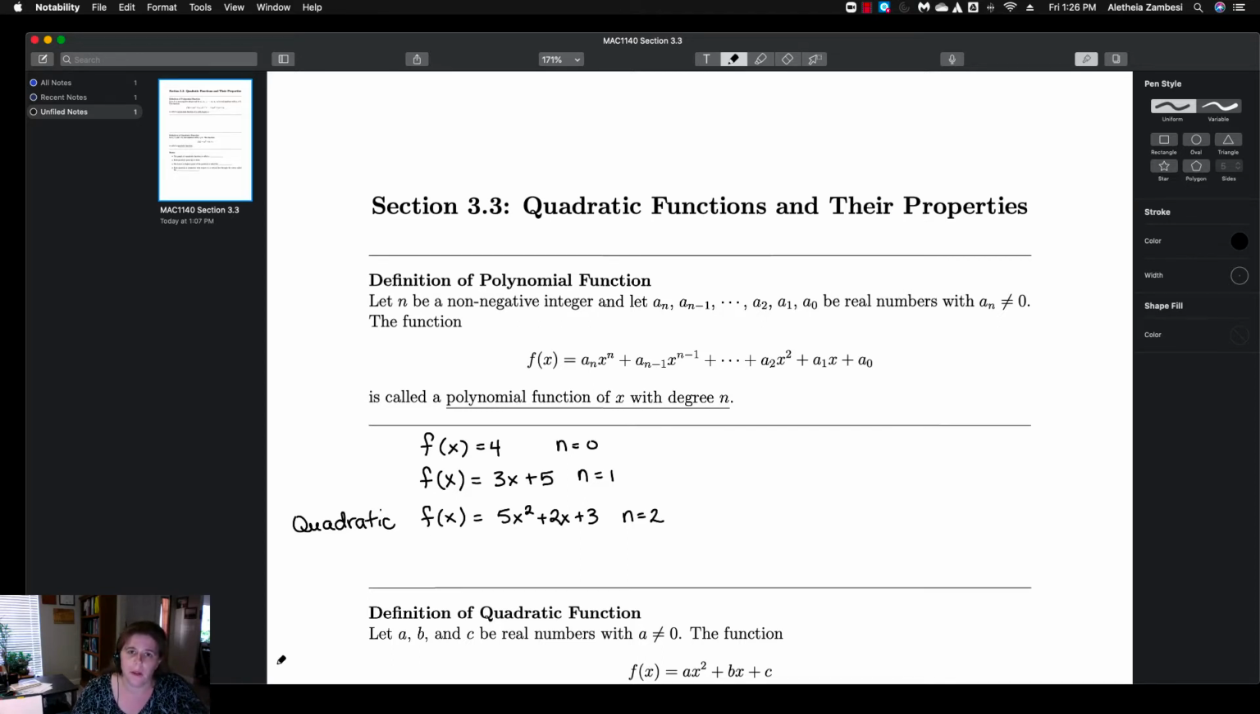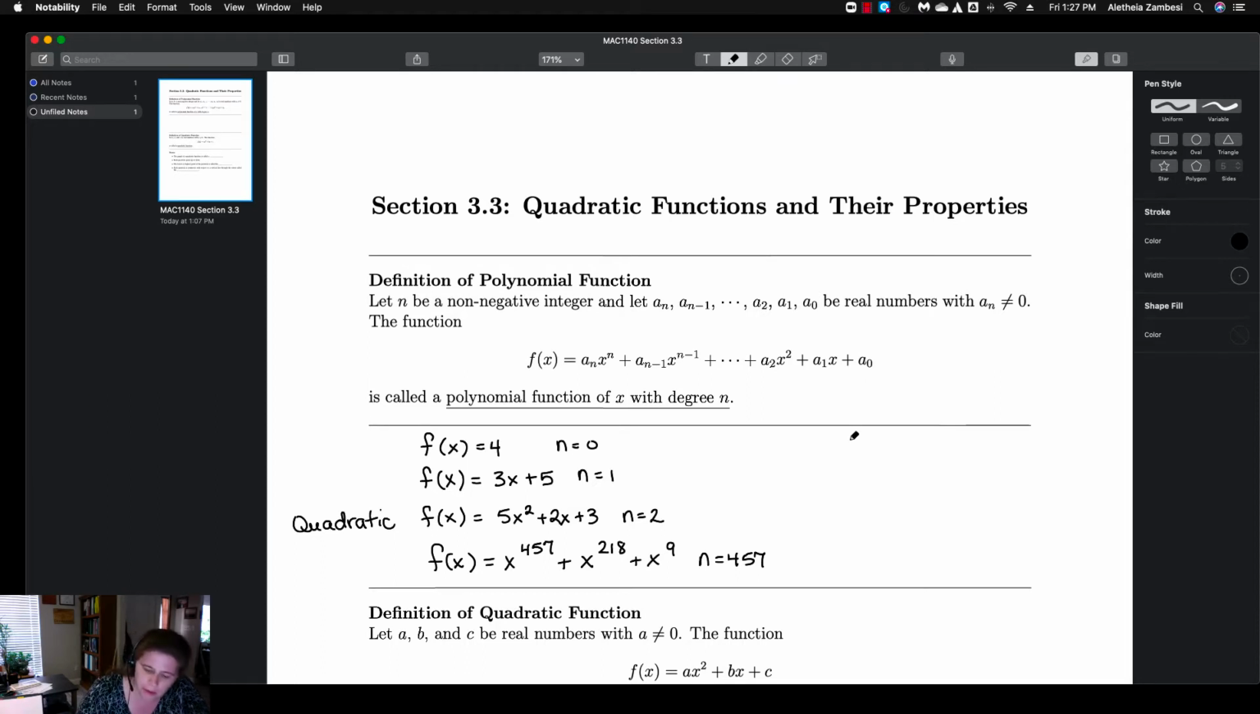Now, polynomial functions can go as high as any degree. So you could have something like x to the 457th plus x to the 218th plus x to the 9th. And in that case, we'd have a degree 457. We, of course, will not be working that high in this course, but you will see some fifth degree polynomials and maybe even a little higher.